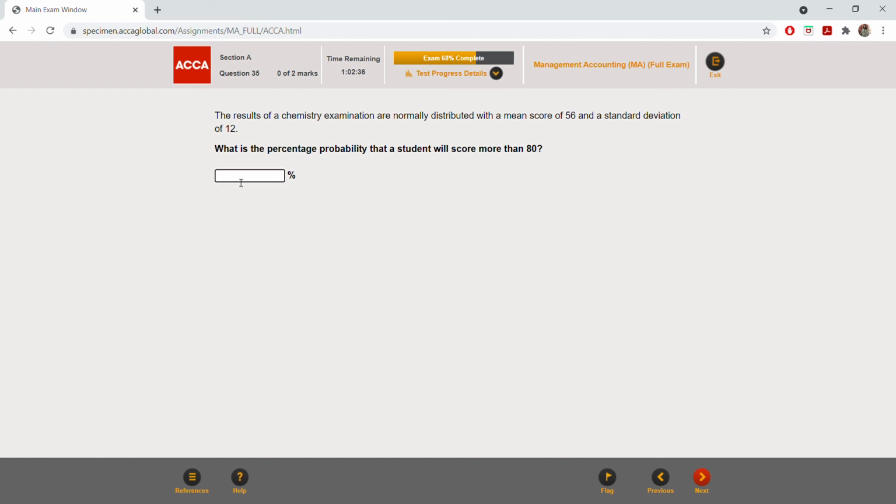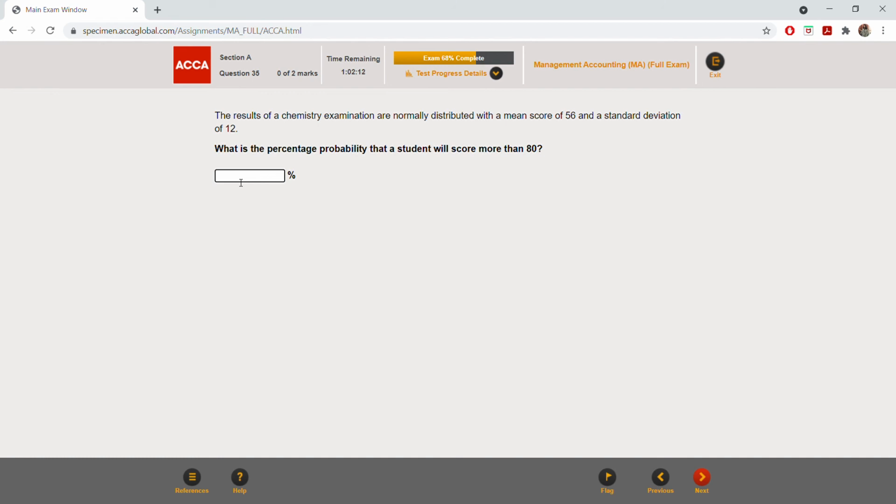Next. 35. The results of a chemistry examination are normally distributed with the mean score and standard deviation. What is the percentage probability that a student will score more than 80? So here, what are you doing? You are finding the Z score. What is the formula for the Z score? It is the score you want to find, which is 80, minus the mean. So mean is 56. 80 minus 56 divided by 12, because standard deviation is 12, which is 2.